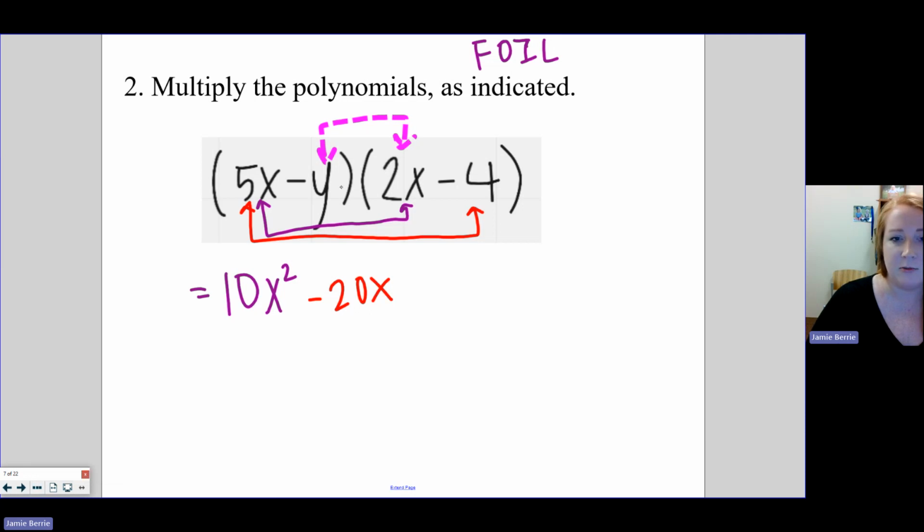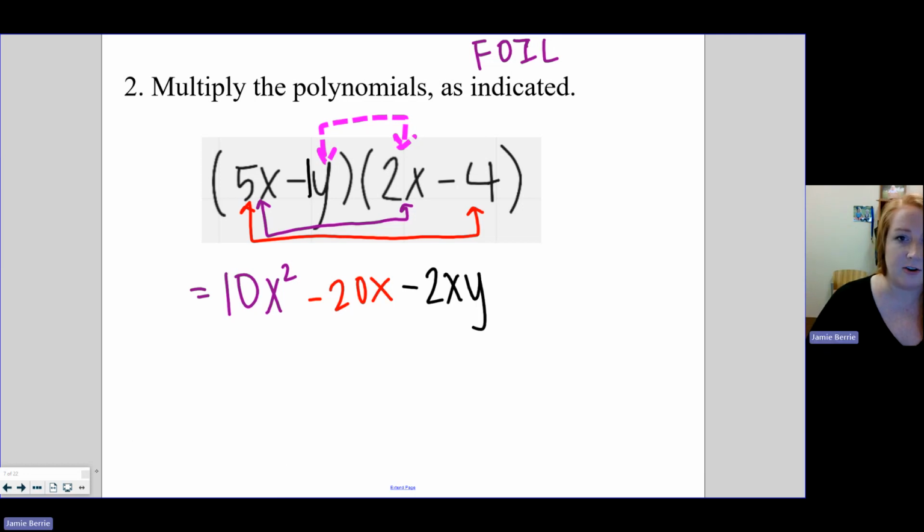All right, so negative y times 2x, that's going to be, I like to put the variables in alphabetical order. That way I just do it the same way every time. So I'm going to do negative, imagine there's like a 1 there. Negative 1 times 2 is negative 2. And then y times x is, I'm going to do xy so that it's in alphabetical order.